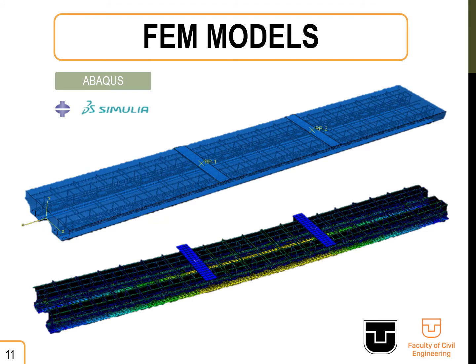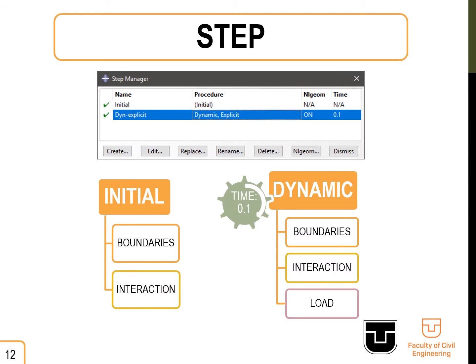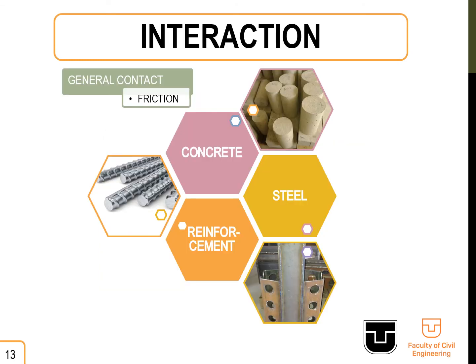For numerical study, both types of beams were modeled in Abaqus software. Here are some input data that were put into the software. The dynamic explicit step was chosen to perform the analysis with times set to 1.0 seconds. The interaction, important for any composite structure, between steel and concrete was modeled via general contact with additional friction between the two materials set to 0.93 and 0.95 respectively.